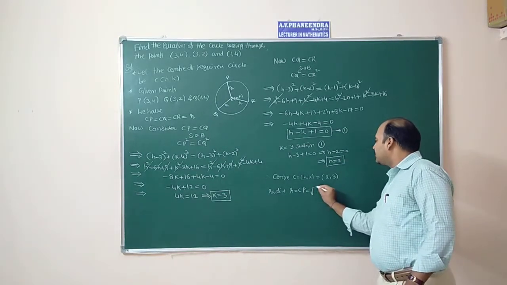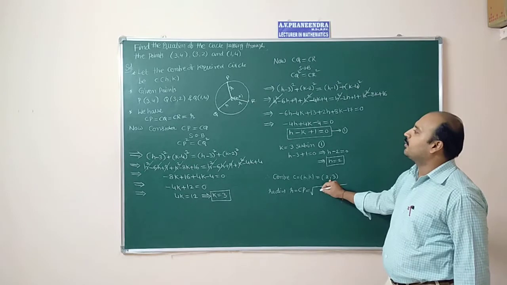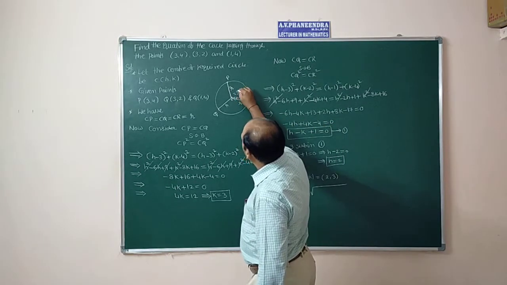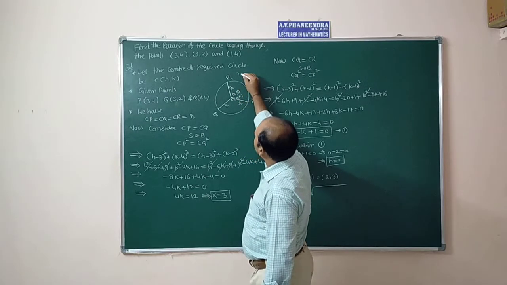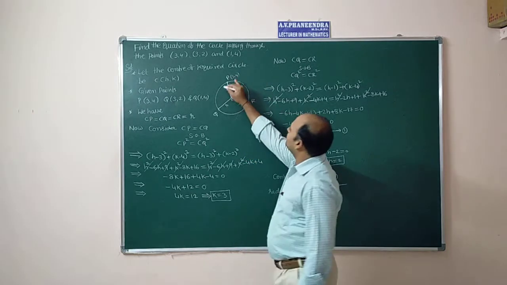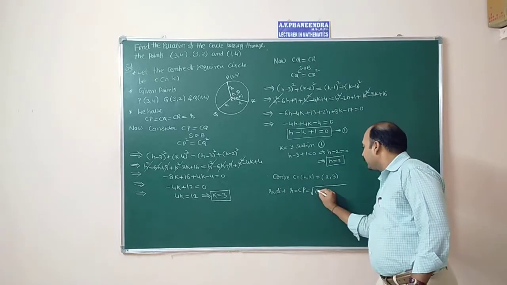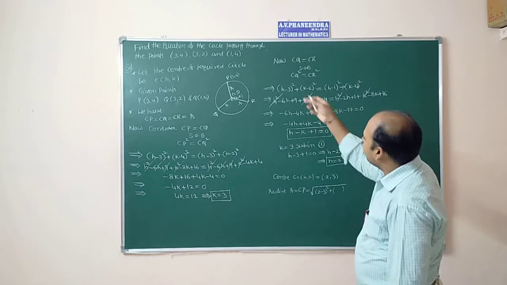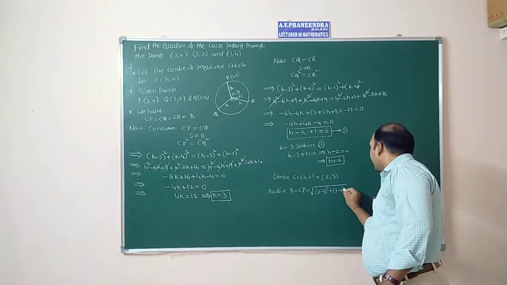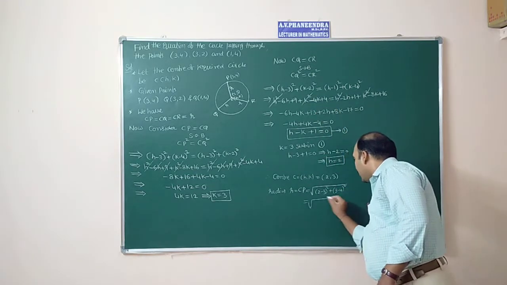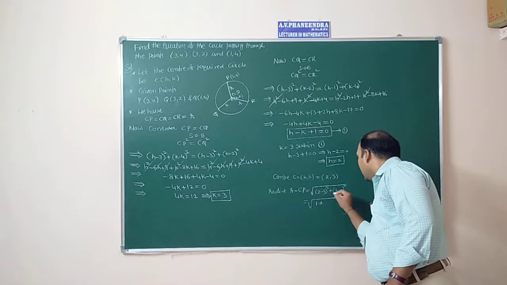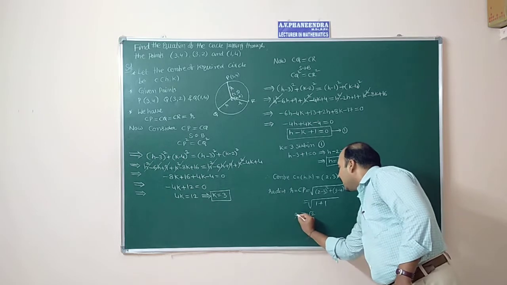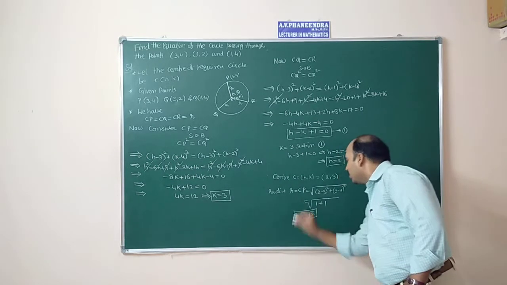So CP equals the distance between point C and point P. C is (2, 3), and P point is (3, 4). So the square root of (2 minus 3) whole square plus (3 minus 4) whole square, which is equal to the square root of 1 plus 1, root 2. So the radius is equal to root 2.